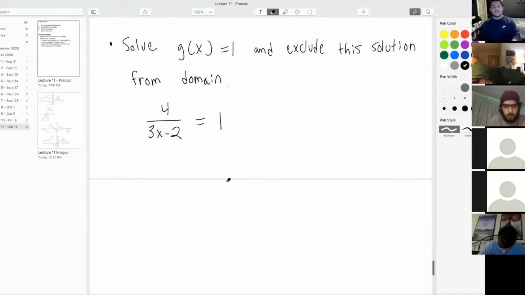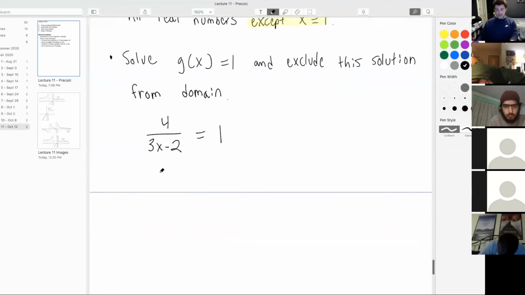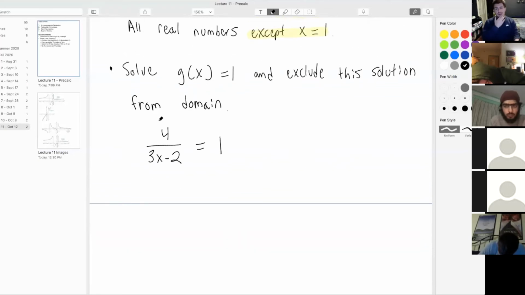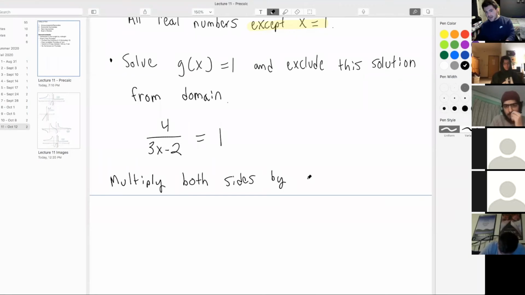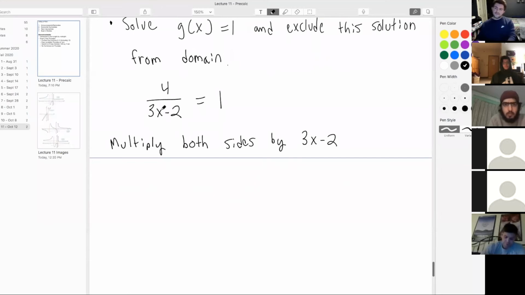Okay, so this is a rational equation. What you do in rational equations, remember from a few weeks ago, is multiply both sides by the LCD, the least common denominator. The LCD in this case is 3x minus 2, so we multiply both sides by 3x minus 2. I'm just going to be very explicit here. That clears the fraction on the left side, so you just get 4. And on the right side, you will just get 3x minus 2.